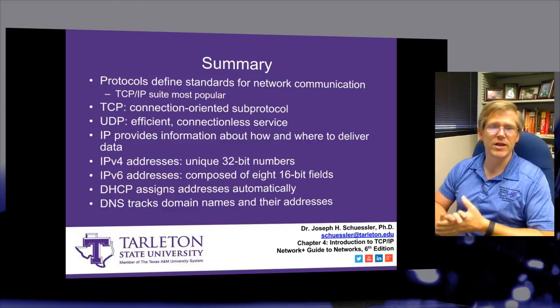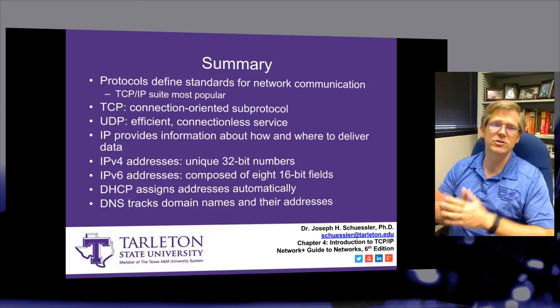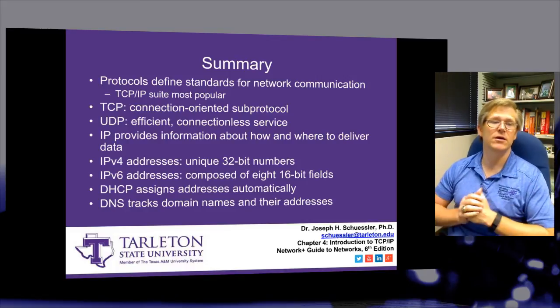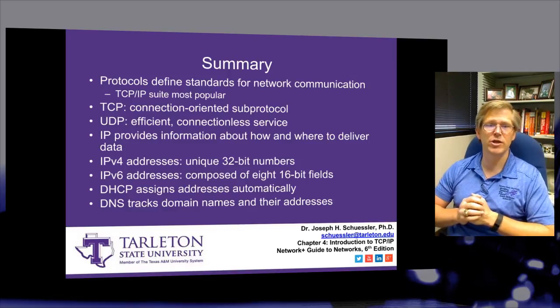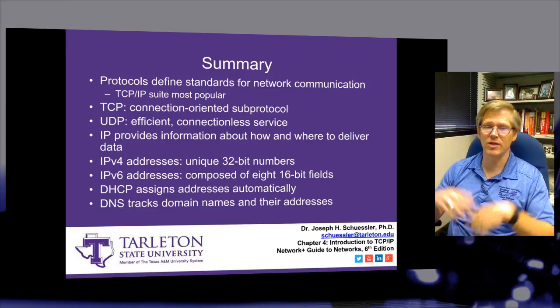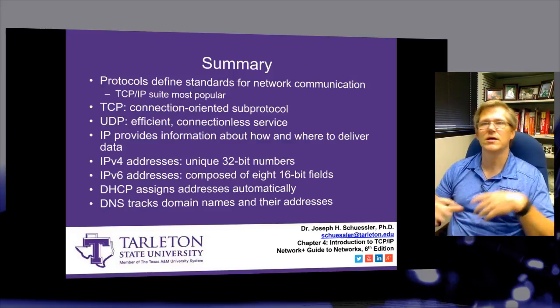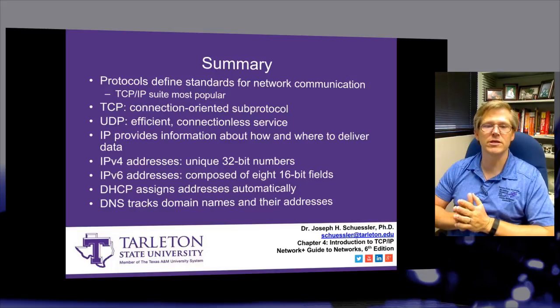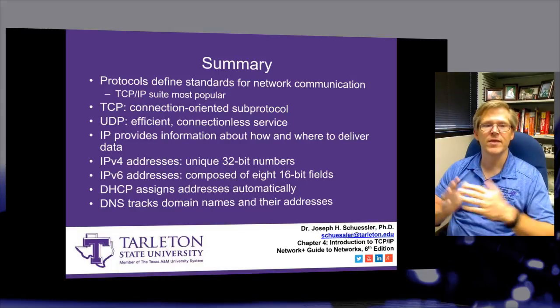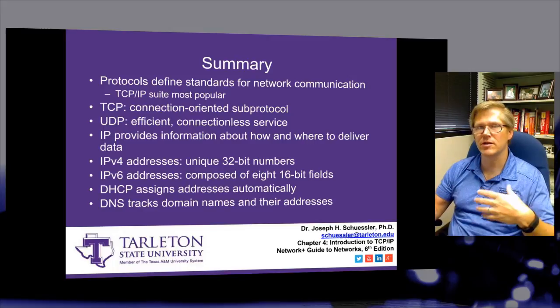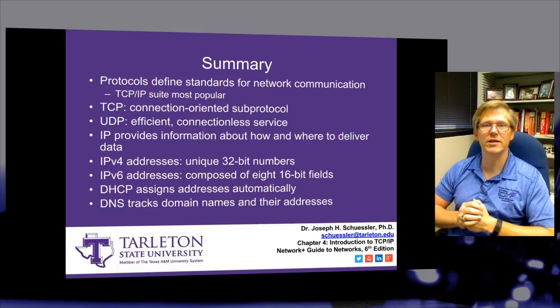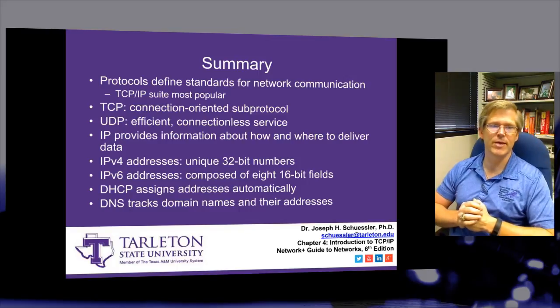We talked about IP providing information about how and where to deliver data, so we're talking about IP addresses. IP version 4 is unique 32-bit numbers. IP version 6 is composed of 8 16-bit fields, so a lot more complicated addresses. We talked about DHCP being used to automatically assign addresses. Helps people manage their networks a little bit easier, more efficiently. Can be a little bit of a security concern in that it might allow people to just kind of randomly connect to your network. So there is that potential security issue that you need to think about.